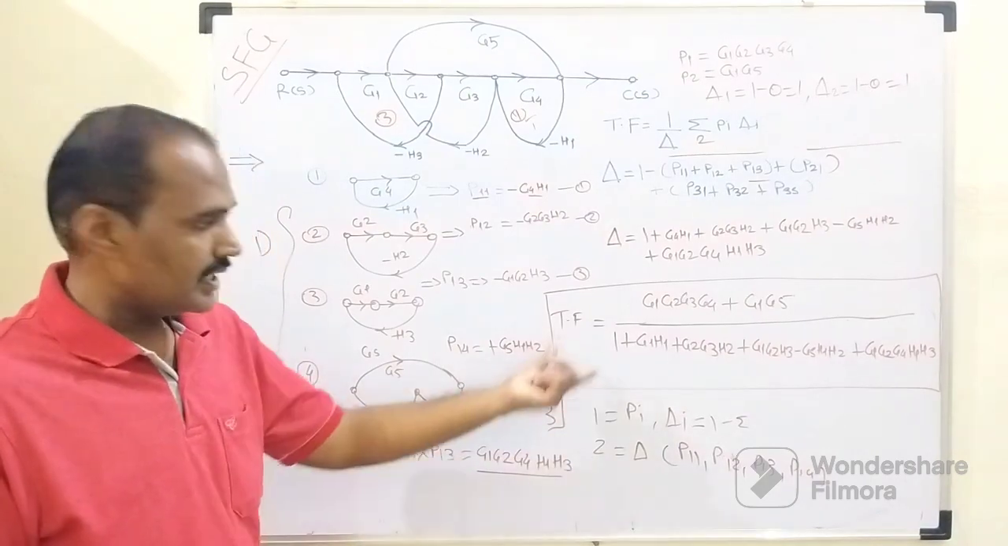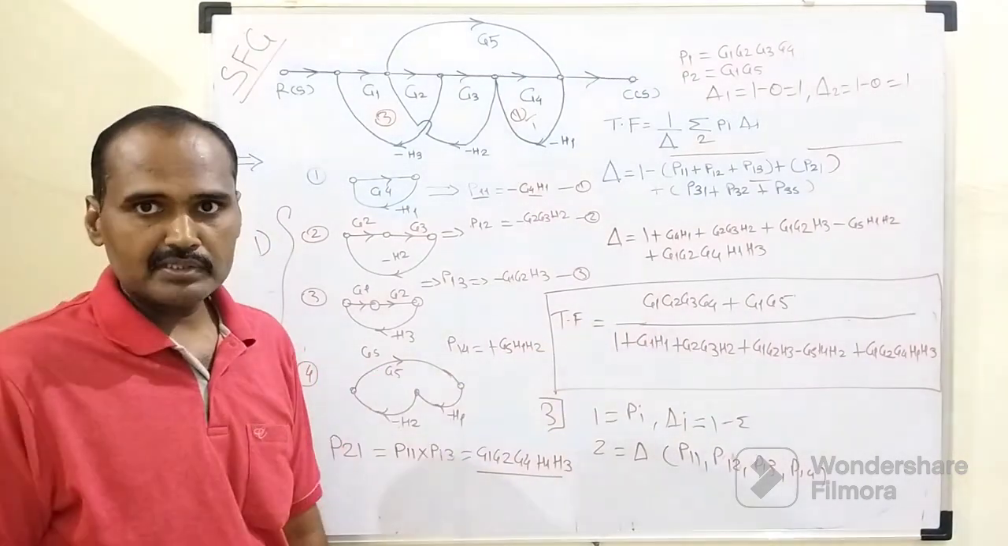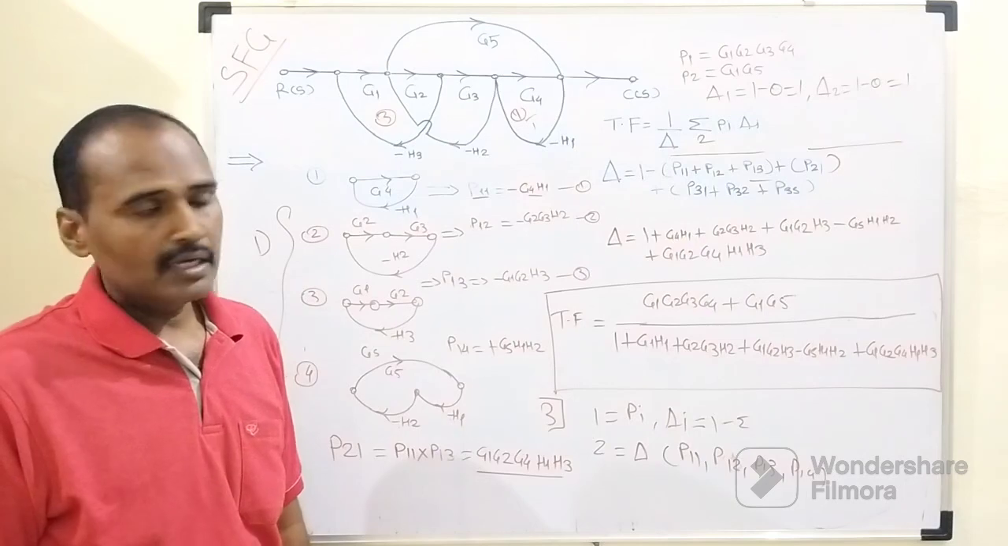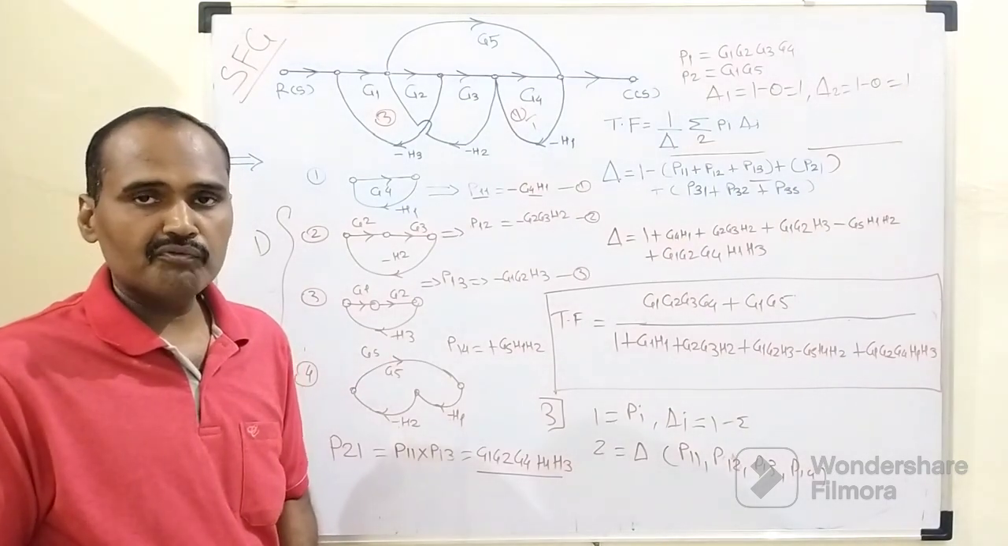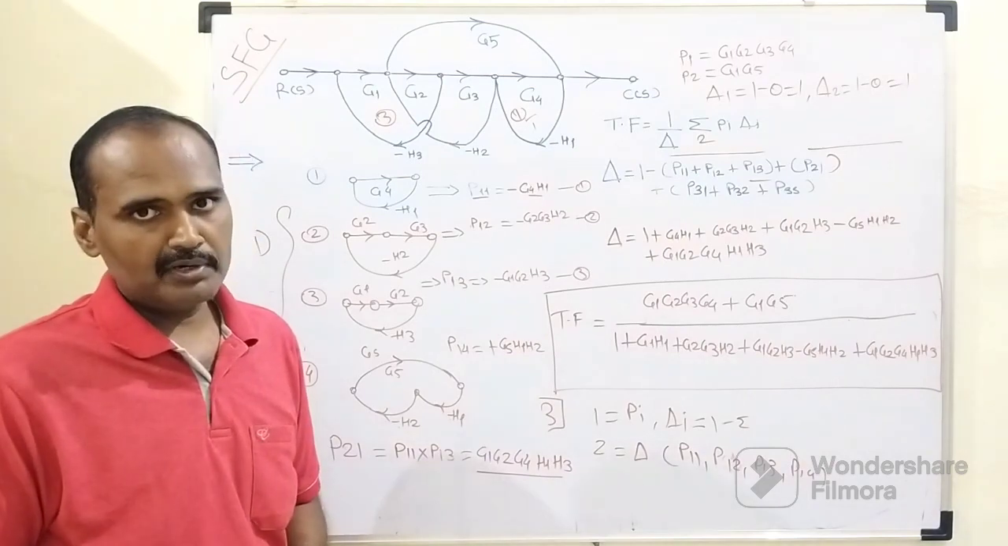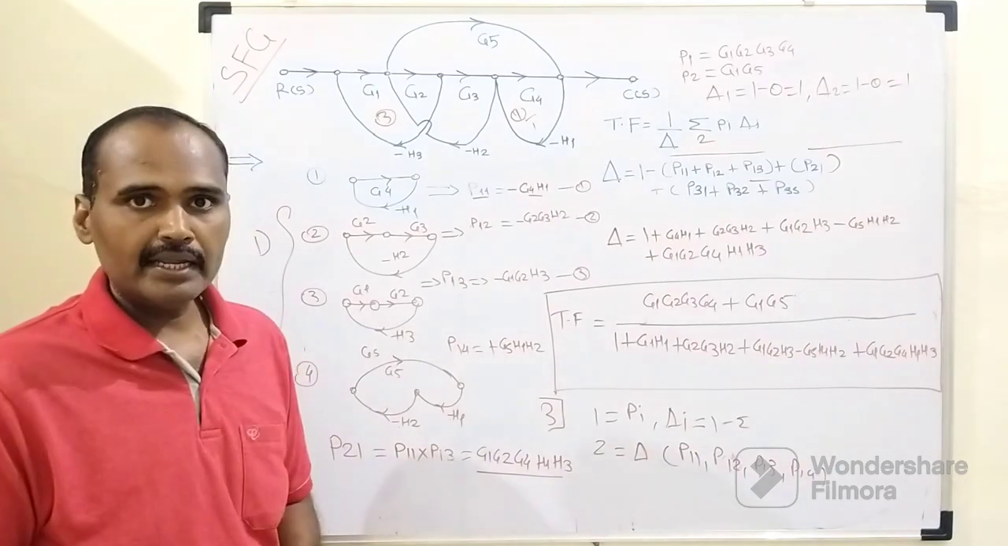So in the third step, we need to write the desired statement for this Mason's gain formula, right? In this way, the overall transfer function of the signal flow graph representation is tabulated with the help of this Mason's gain formula.